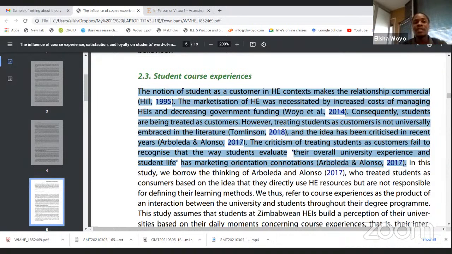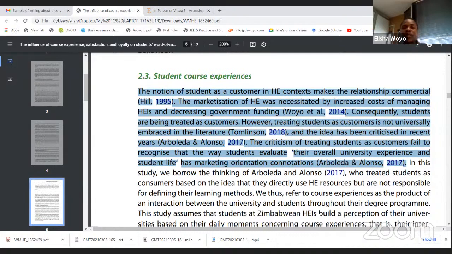So I don't know if I am clear. In our thinking, we were saying that those who criticize that students should not be treated as customers fail to recognize that the way students evaluate a university, if I were to say, Precious, are you happy with Midland State University? The way you evaluate Midland State University actually has a marketing orientation connotation, and that qualifies you as a customer.